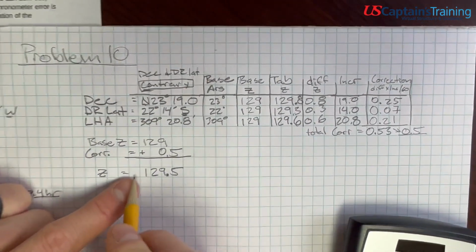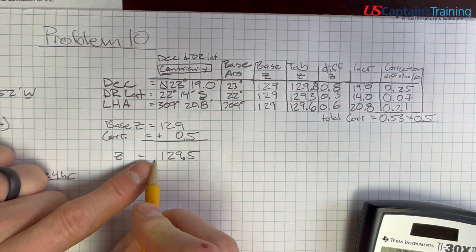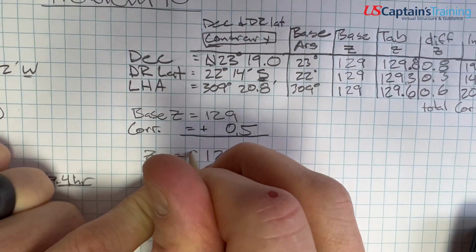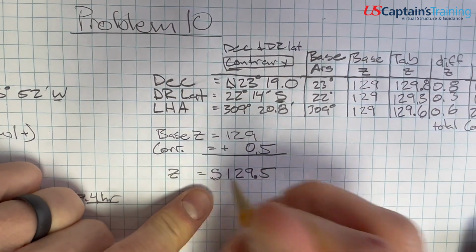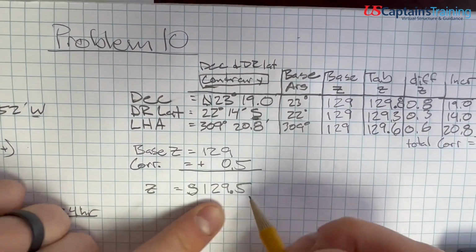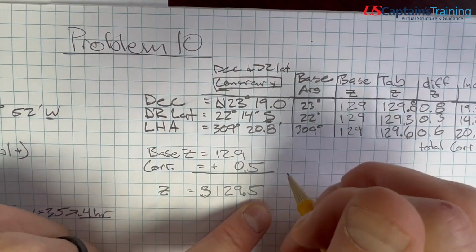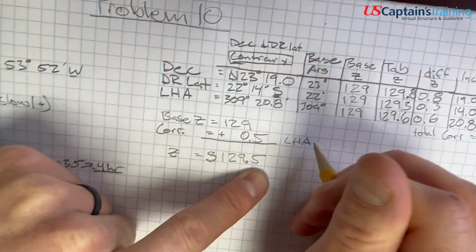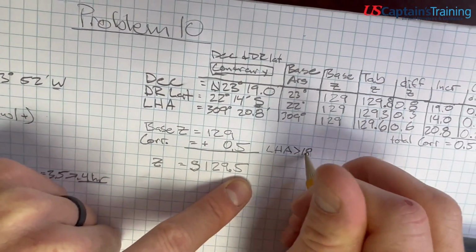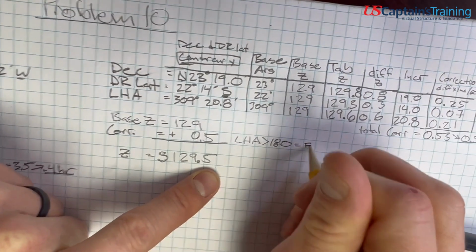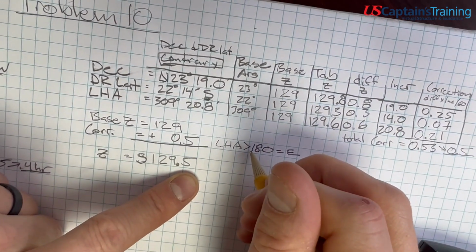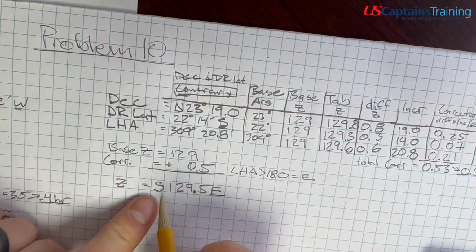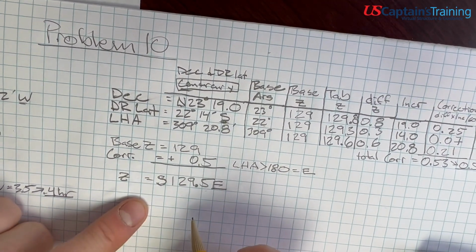So first we need to decide, is it north or south? We name it with the DR lat. That's south. So we put an S here for south. And now, is it east or west? The LHA tells us this. If LHA is greater than 180, it is east. If LHA were less than 180, it would be west. So we're east. So now we're south 129.5 east.